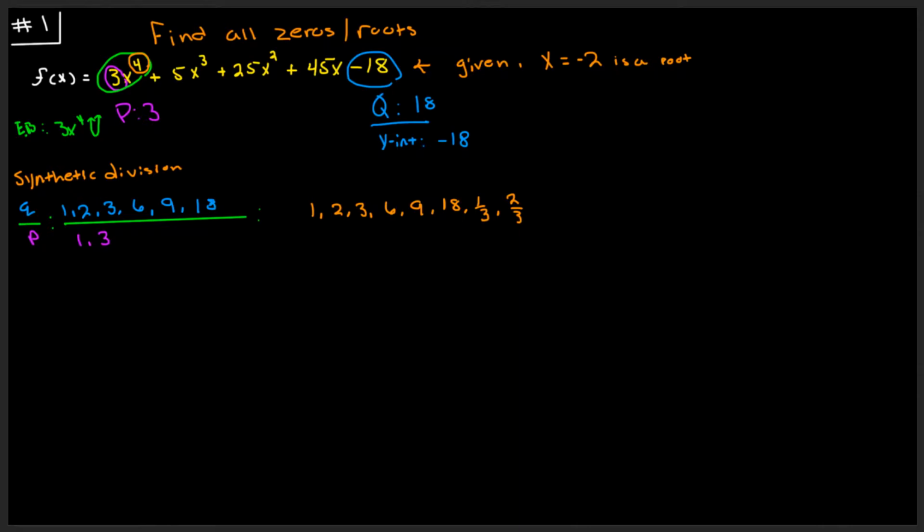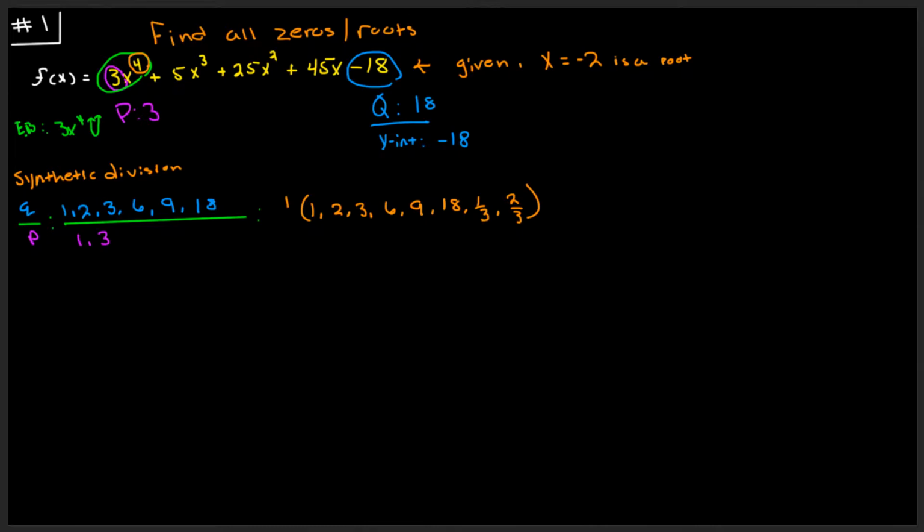6/3 is just going to be 2. We don't have to put that in because it's right here. 9/3 is simply just 3. We don't have to put that in. 18/3 is simply just 6. So we don't have to put that one. We have all of our numbers.